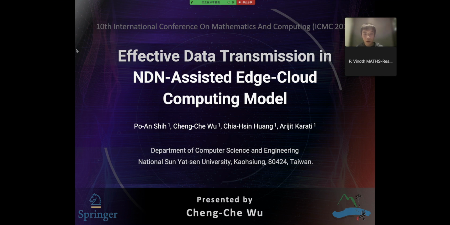From the Taiwan National Sun Yat-sen University Department of Computer Science Engineering. This study will focus on enhanced data transmission efficiency in the context of IoT and cloud computing using named data networking and edge computing.